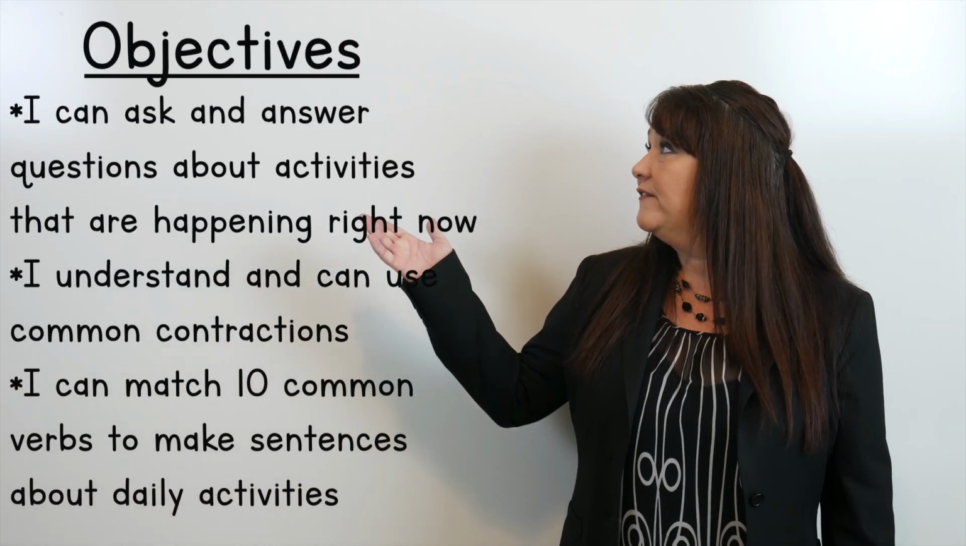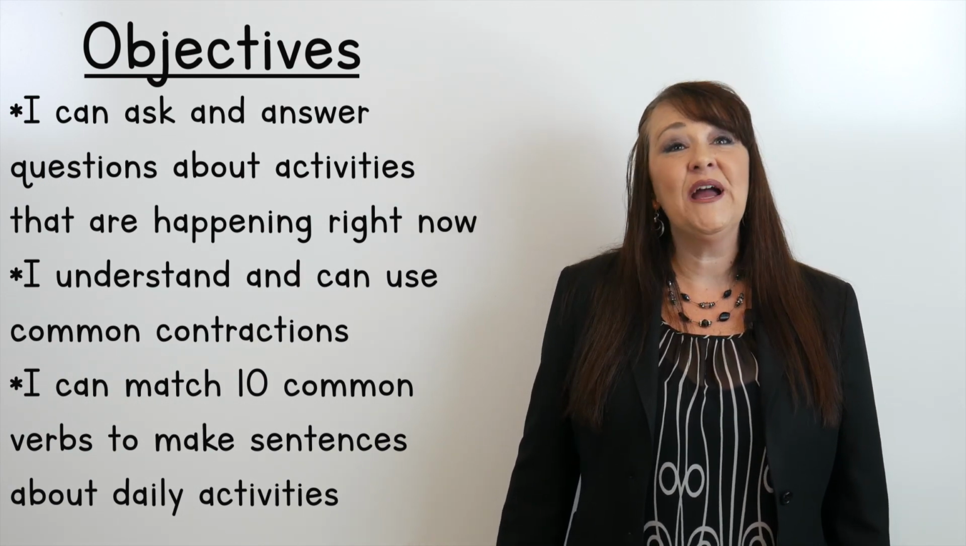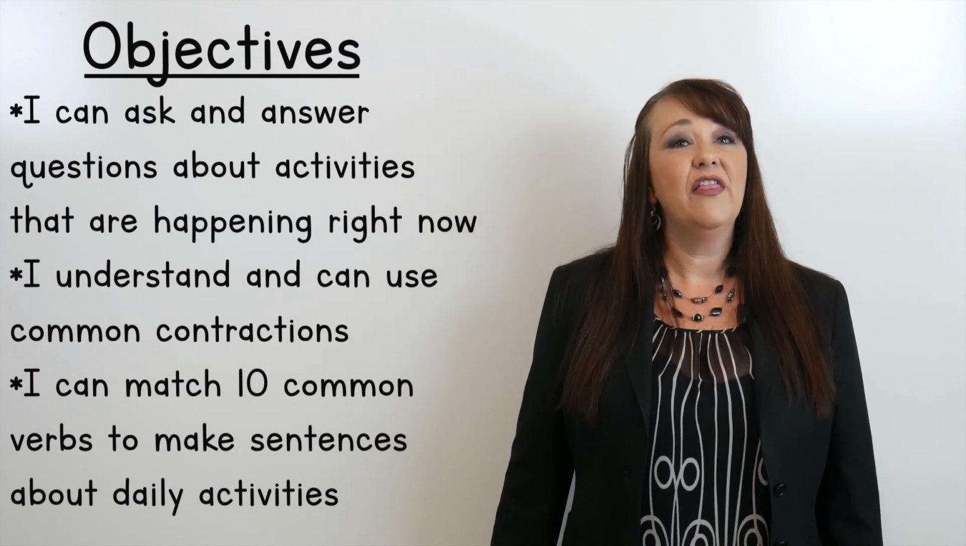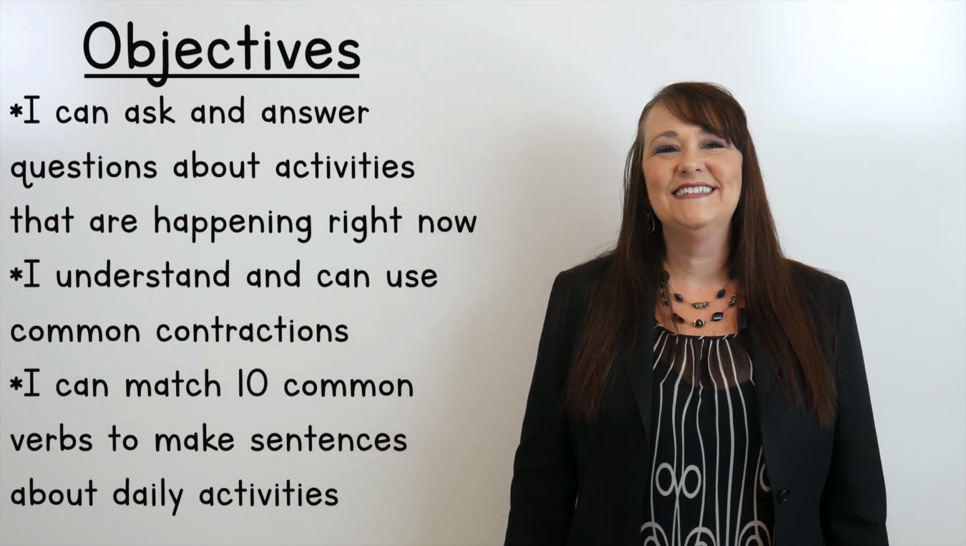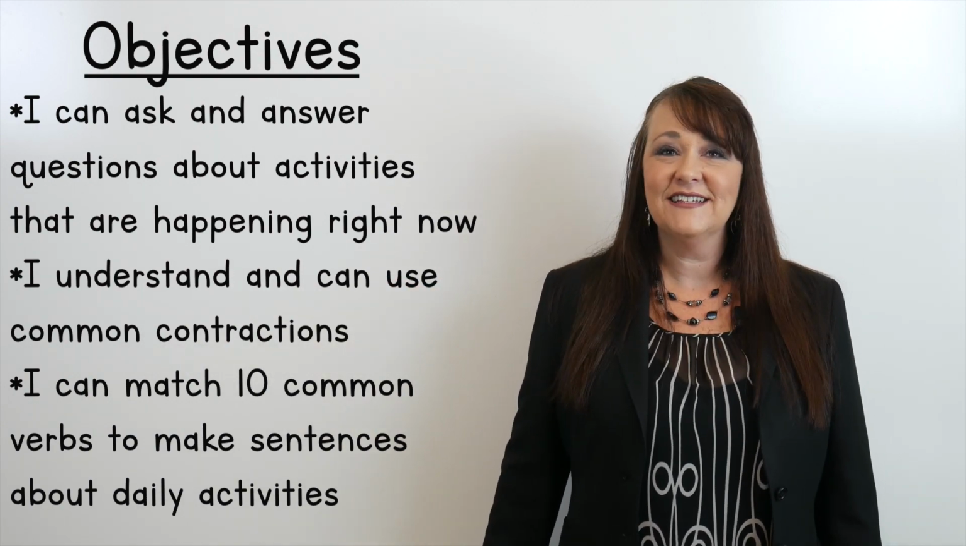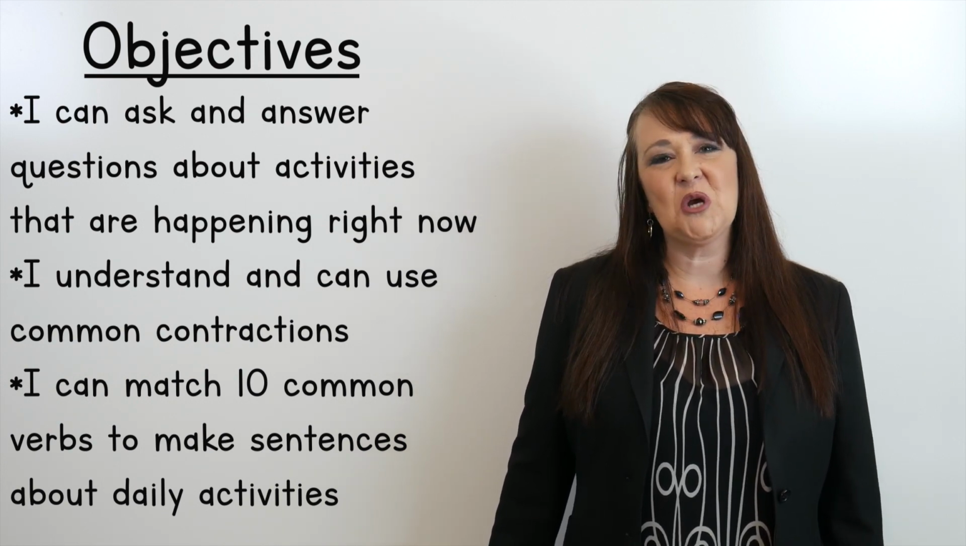Today's lesson is the third lesson in a unit about family. We're also talking about verbs in the present continuous. Well, why don't we go ahead and look at the objectives for today's lesson. The first objective says, I can ask and answer questions about activities that are happening right now, present continuous. The second objective says, I understand and can use common contractions.